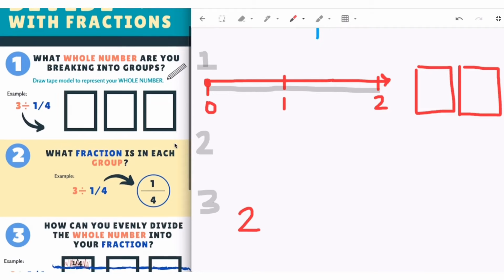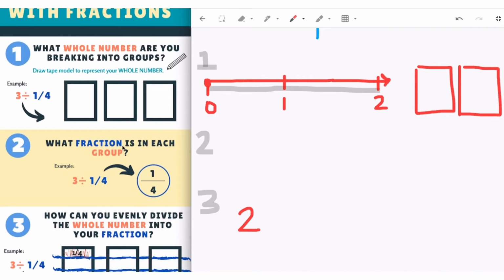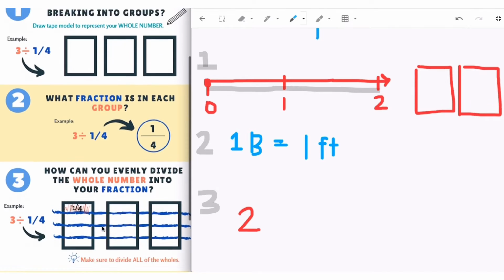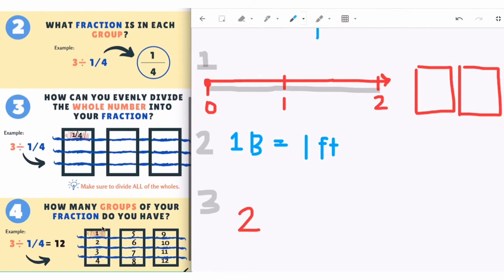Step number 2, what fraction, or in this case, what number is in each group? Well, to make one bracelet, or in one group, so one bracelet equals 1 foot. So for 1B, in each bracelet is 1 foot. Okay, step number 3. How can you evenly divide the whole number into your fraction or my number?